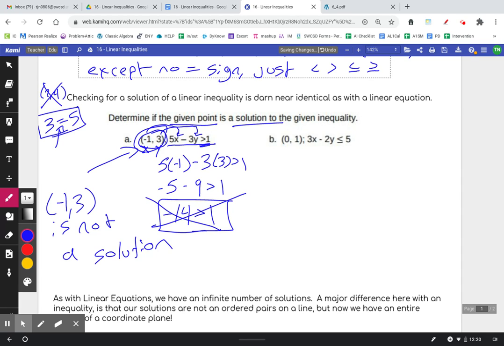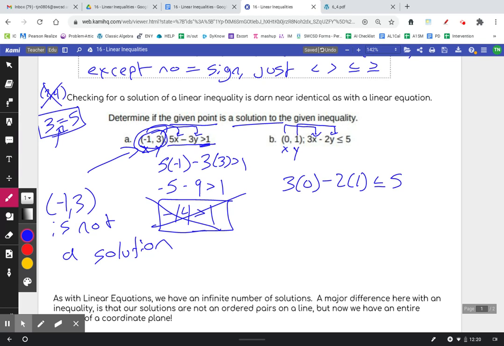So we have this point (0, 1). This is our x, this is our y, and we need to go ahead and plug those in for x and for y and then check it. So now instead of saying 3 times x, it's going to say 3 times 0, minus, instead of saying 2 times y, it's going to say 2 times 1. And this is less than or equal to 5.